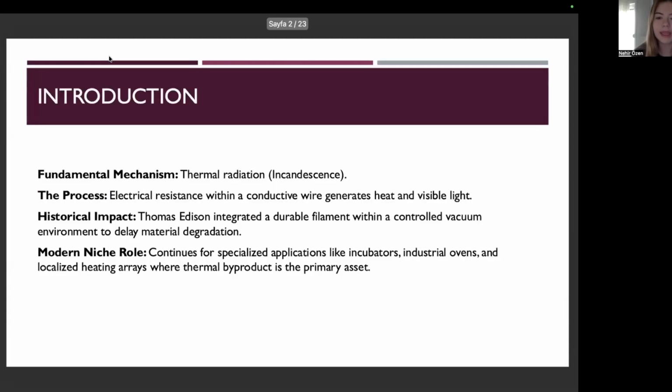The fundamental mechanism is thermal radiation, or incandescence: electrical resistance within a conductive wire generates heat and visible light. Historically, Thomas Edison integrated a durable filament with a controlled vacuum to delay material degradation. Today, it holds a modern niche role in specialized applications like incubators and industrial ovens, where thermal byproduct is the primary asset.